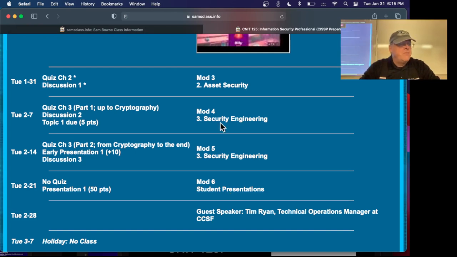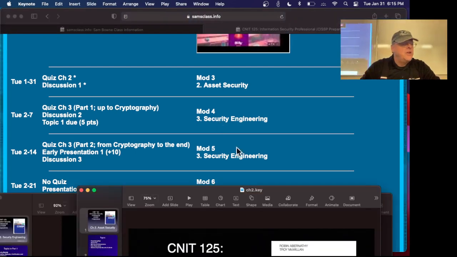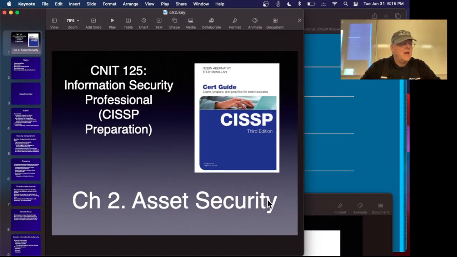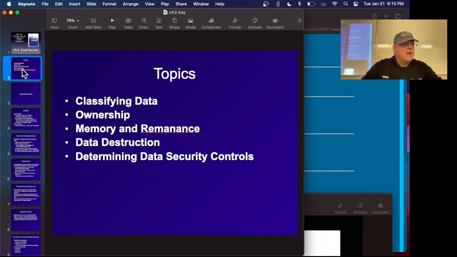Anyway, so let's pick up with chapter 2, which is down here. All right, so we'll talk about classifying data, ownership, memory and remnants, data destruction, and data security controls.